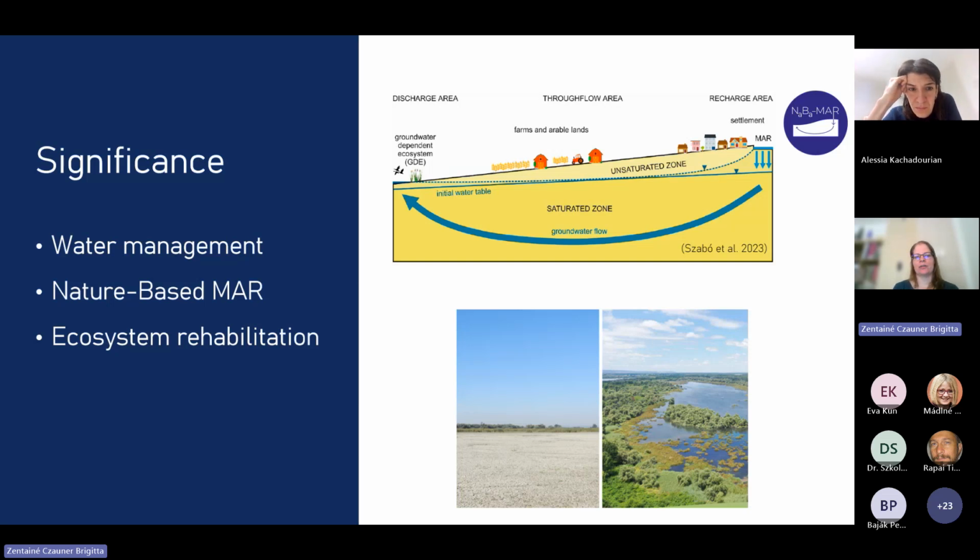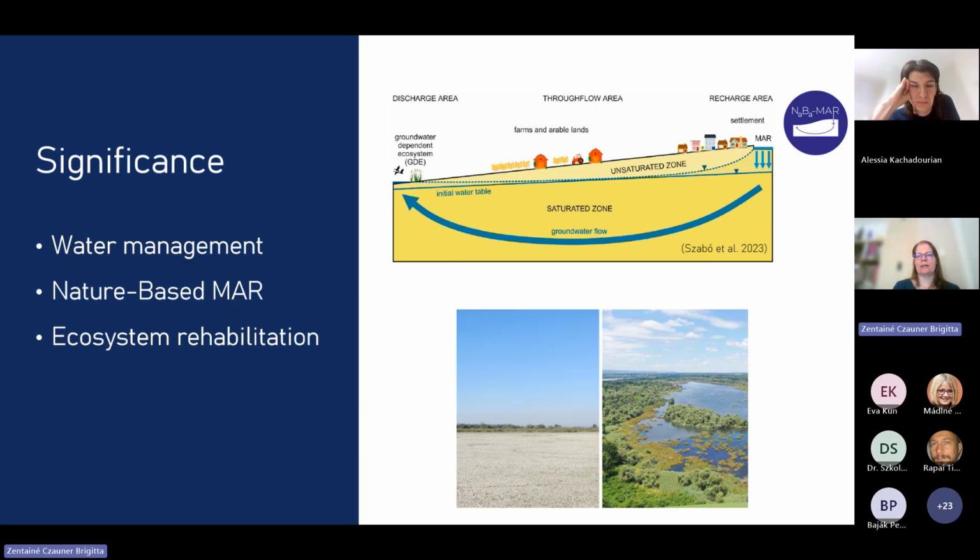And related to this concept, I can also mention that our results are interesting from the perspective of ecosystem rehabilitation. You know, now in the European Union, it's quite a fresh and current topic. We have to rehabilitate about 30% of our degraded ecosystems until 2030. And we would like to use the nature-based MAR concept also for this purpose, to rehabilitate degraded ecosystems.